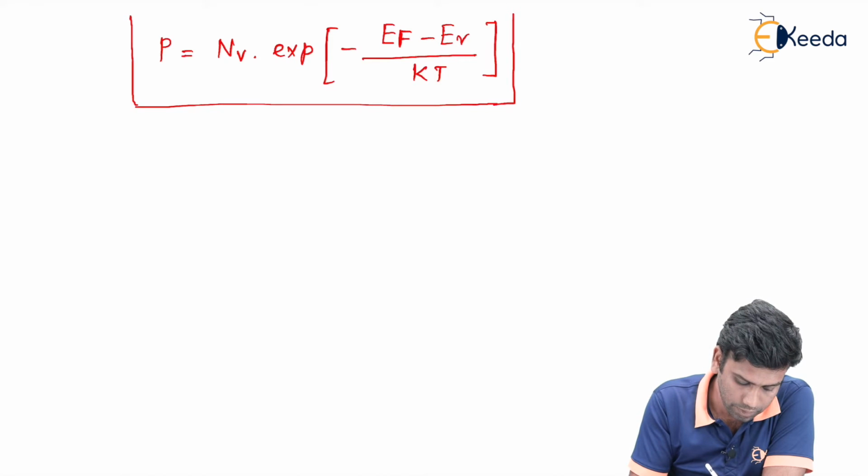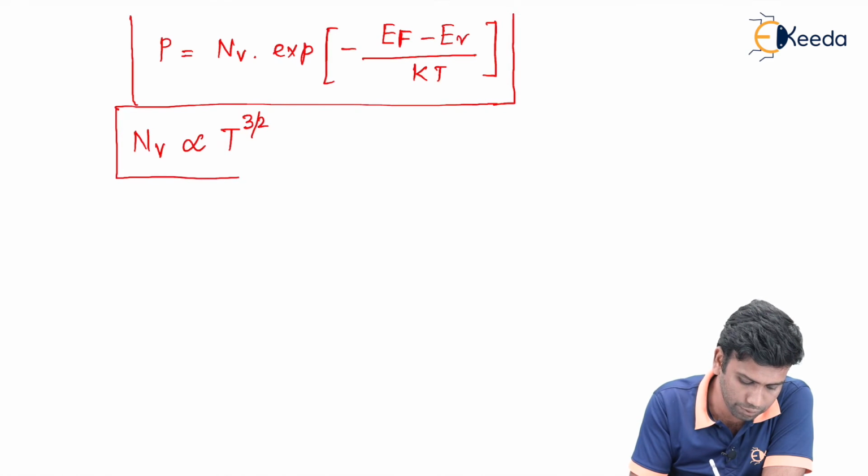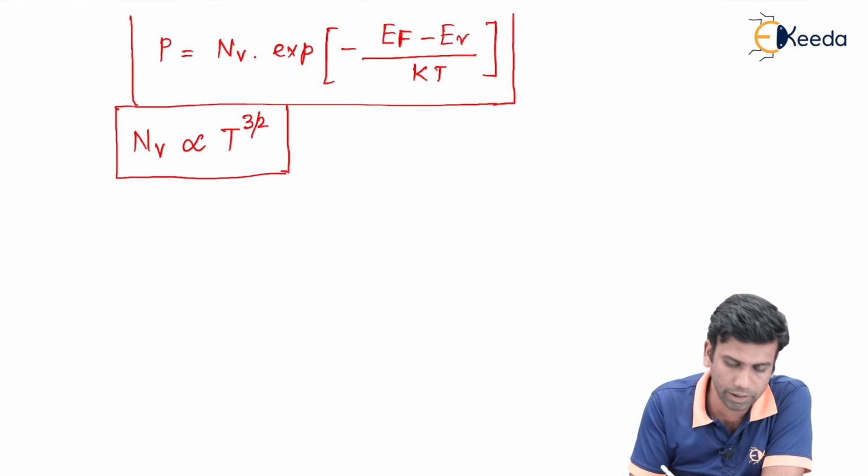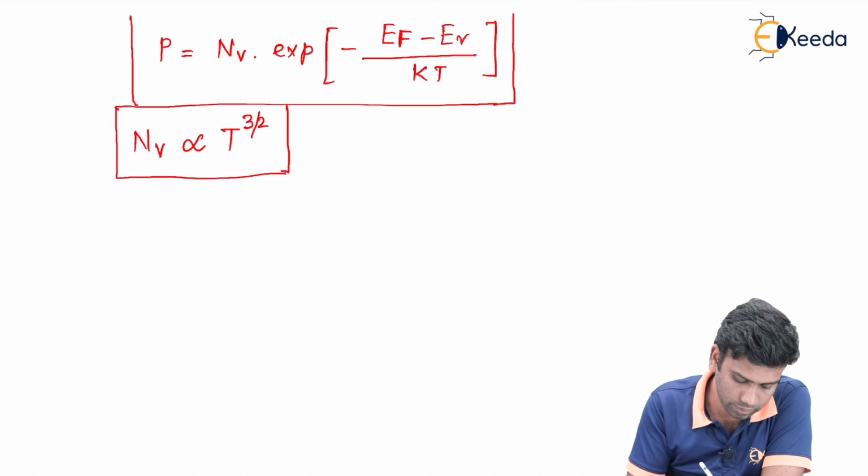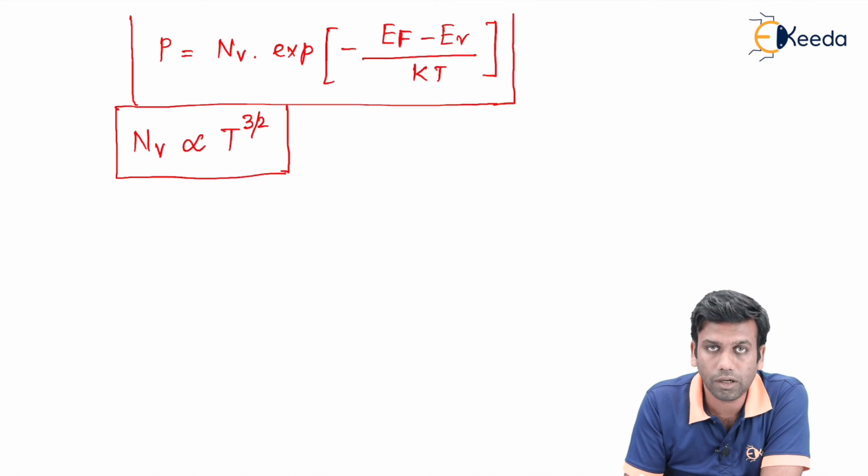Now from the equation of NV, we know that NV is proportional to T to the power 3 by 2. So, these two equations are very important with respect to the numericals of this topic, and this is all about the hole concentration in the valence band inside the intrinsic semiconductor.